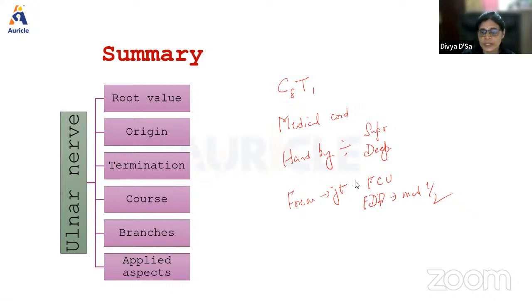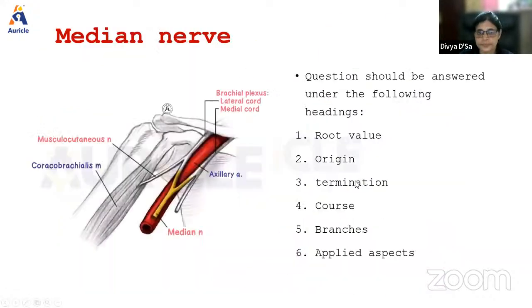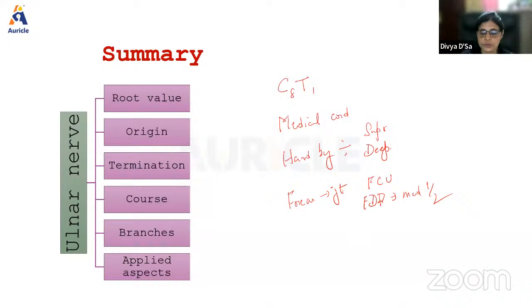Then in the hand, you talk about the superficial branches, which are mainly cutaneous, and they supply one muscle, palmaris brevis. The deep branches are all muscular; they supply the wrist joint as well as most of the intrinsic muscles, except the thenar muscles and the lateral two lumbricals, which it doesn't supply.